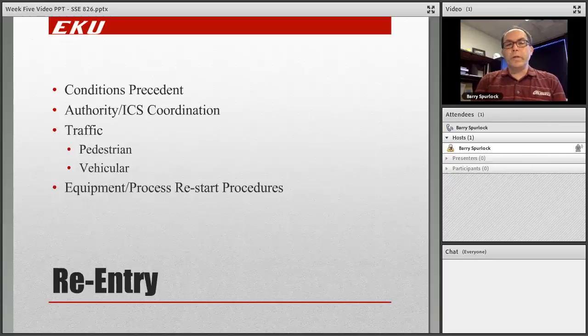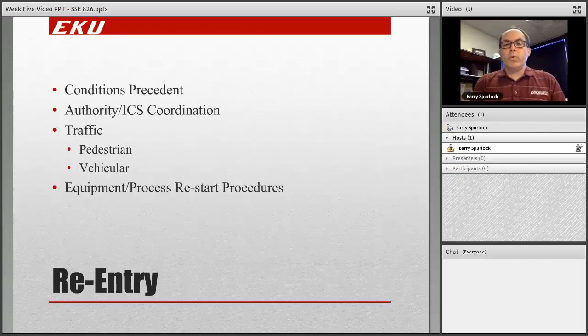Moving on here, re-entry. Like I said, spelling out what are the conditions precedent, what will allow re-entry, what must be satisfied, what must be met in order for us to re-enter the facility. And who has that authority? Usually that's going to be something coordinated with the incident command, if not the incident commander themselves. Also think about traffic, how we're going to re-enter the facility, what locations, doors, making sure that it's safe for pedestrians. And then also if there's any type of vehicular re-entry, we think about that as well.